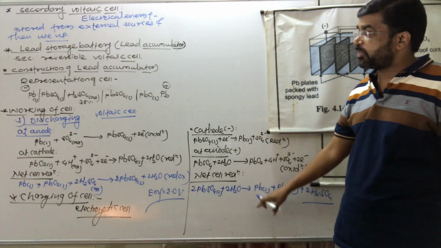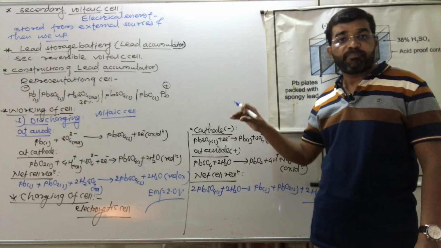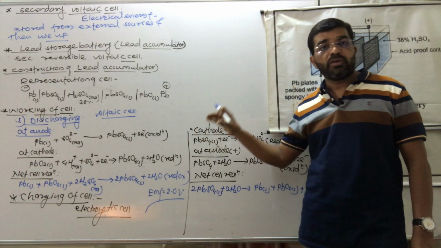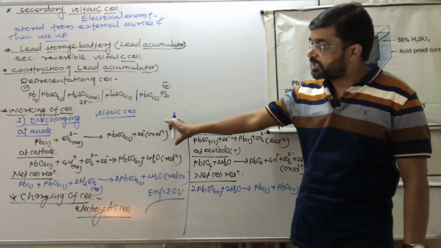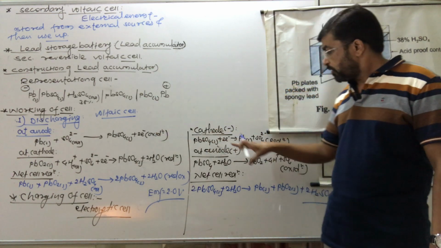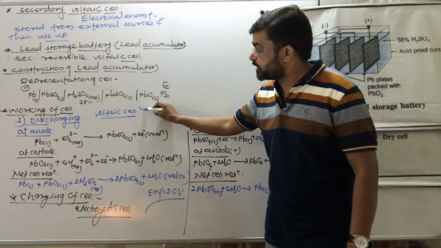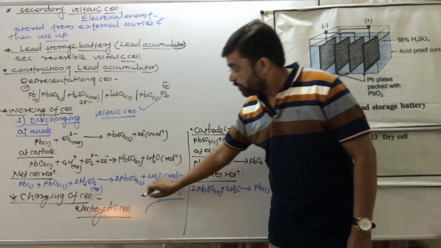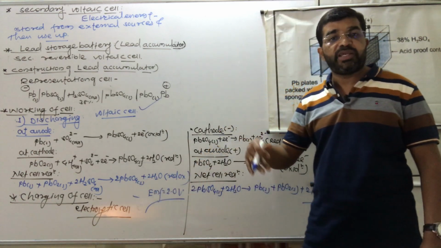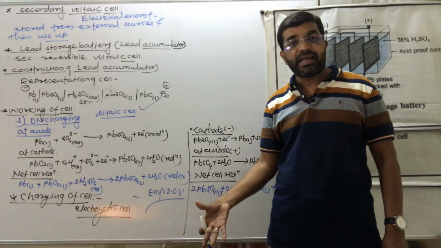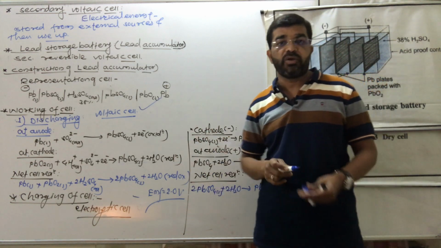And this is nothing but the construction, representation, working of lead storage battery during the discharging, working during the charging. When discharging takes place, it behaves as a voltaic cell. When the charging takes place, it behaves as an electrolytic cell. And this is nothing but the working of this cell.